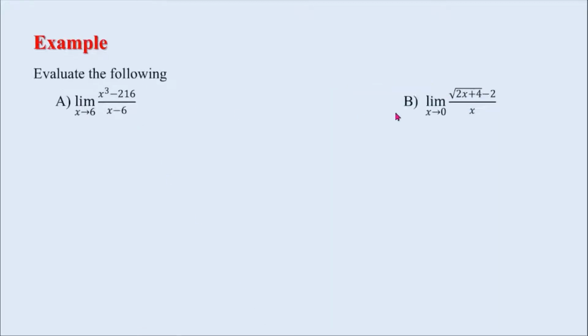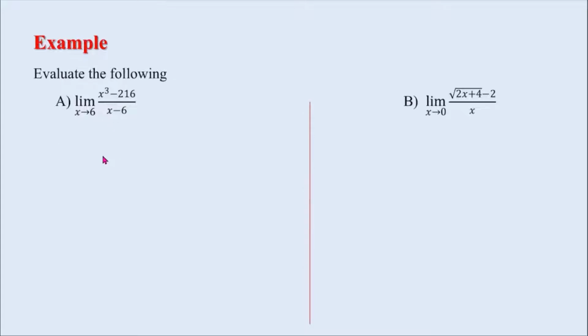So here we have 2 questions. The first, we have to evaluate the limit. The first one is the limit as x approaches 6 of x cubed minus 216 over x minus 6. And here is the b. So let's first work on a. So let me divide the page here into 2 parts.